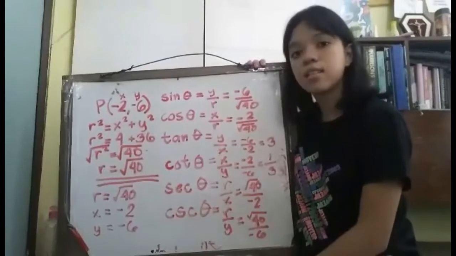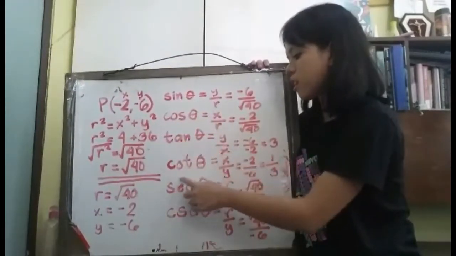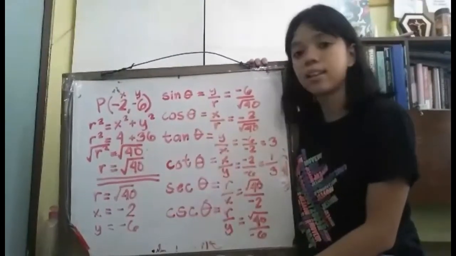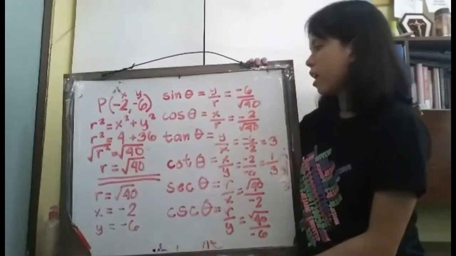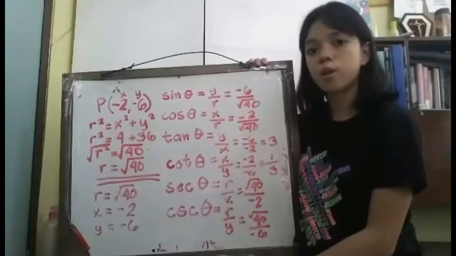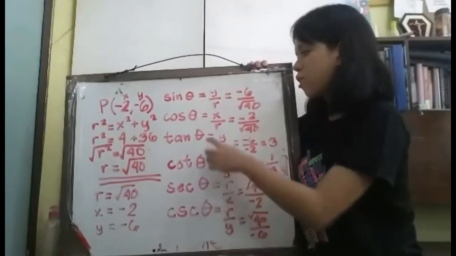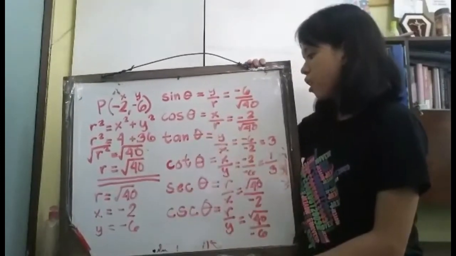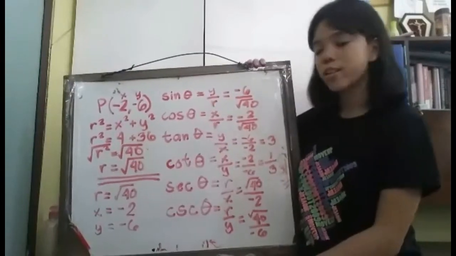And then we have the 6 trigonometric functions. We have sine, cosine, tangent, cotangent, secant, and cosecant. So let's start first with the sine theta. So the sine theta equals y over r. And then y over r equals -6 over the square root of 40. Now let's move on to cosine theta. Cosine theta equals x over r. And then x over r equals -2 over the square root of 40.